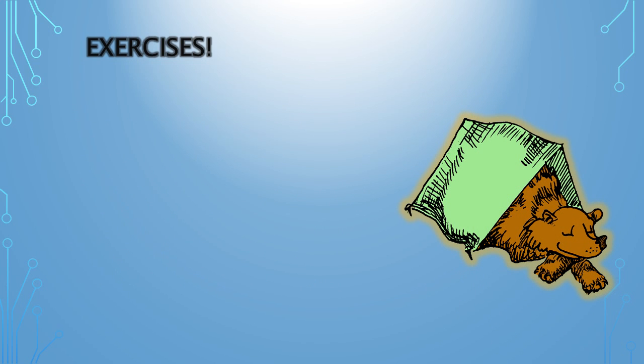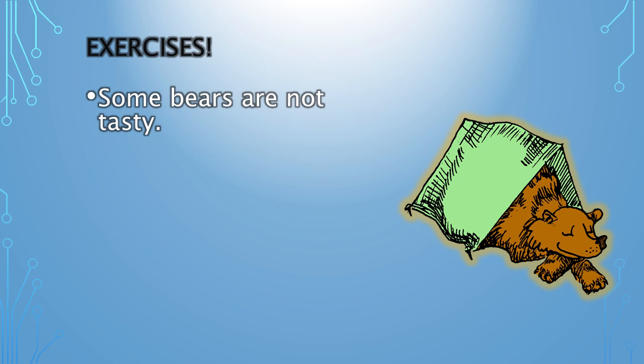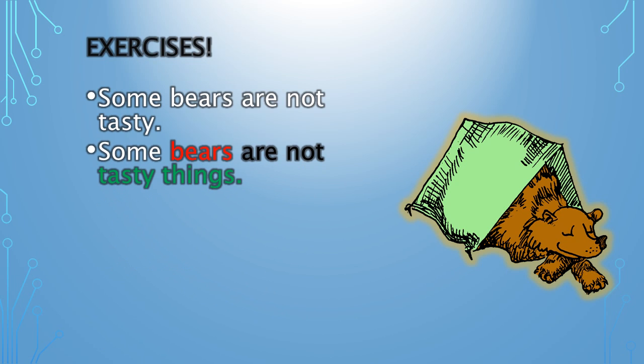Well, this one will be the toughest one. Doing these exercises on the O sentences is oftentimes awkward, but just follow the steps. Some bears are not tasty. Well, we need to turn tasty into a class of things. Some bears are not tasty things.